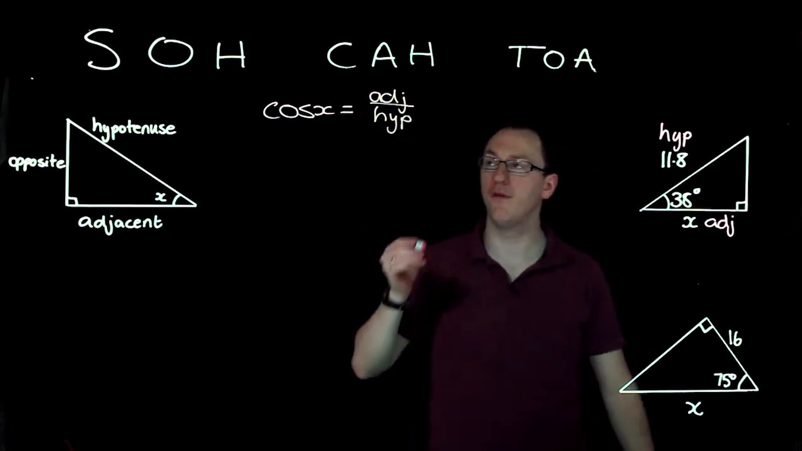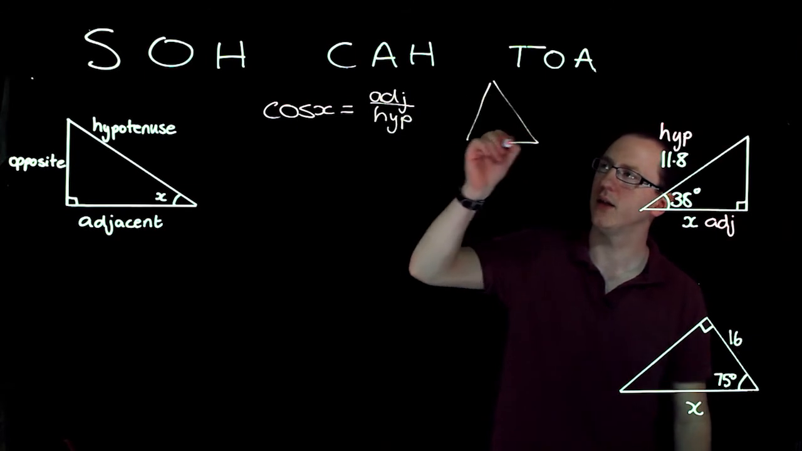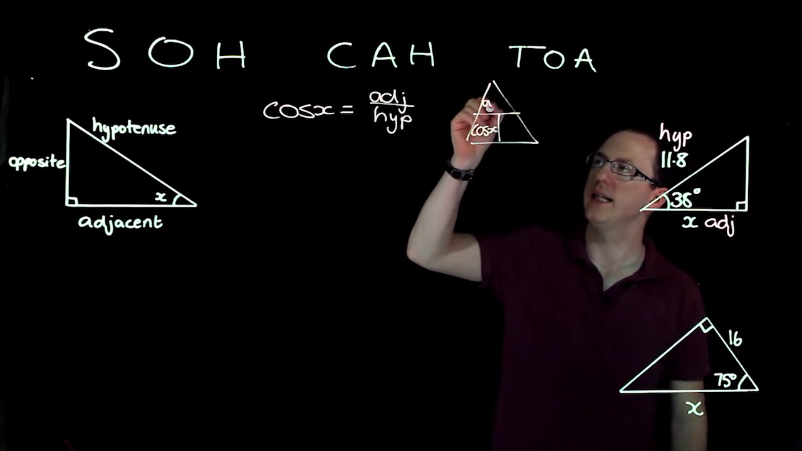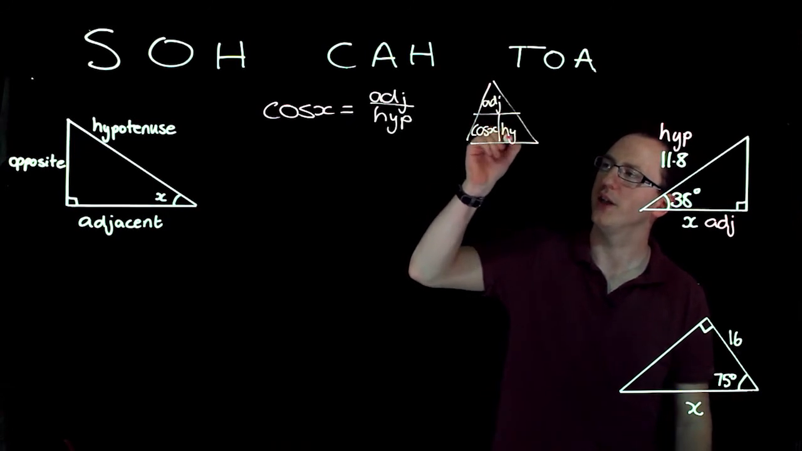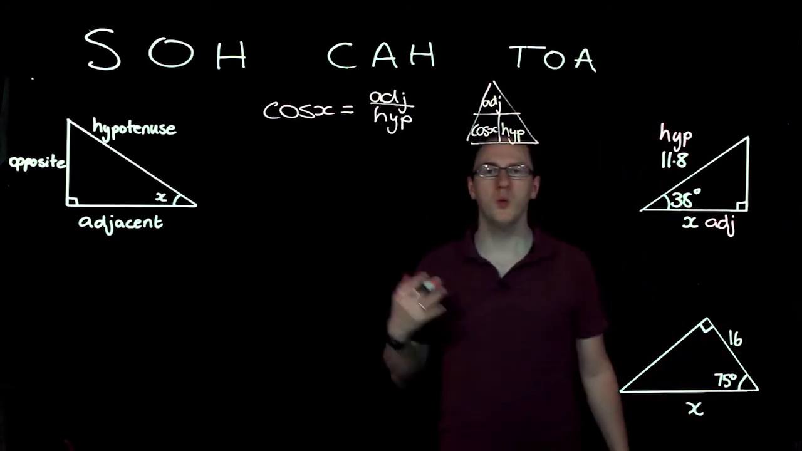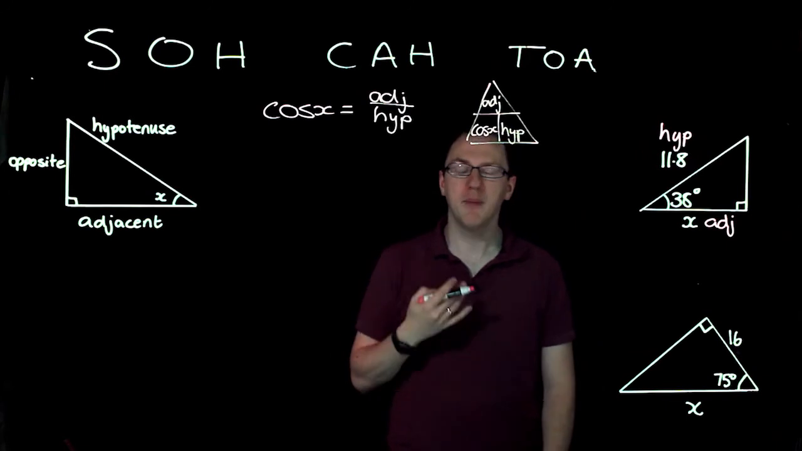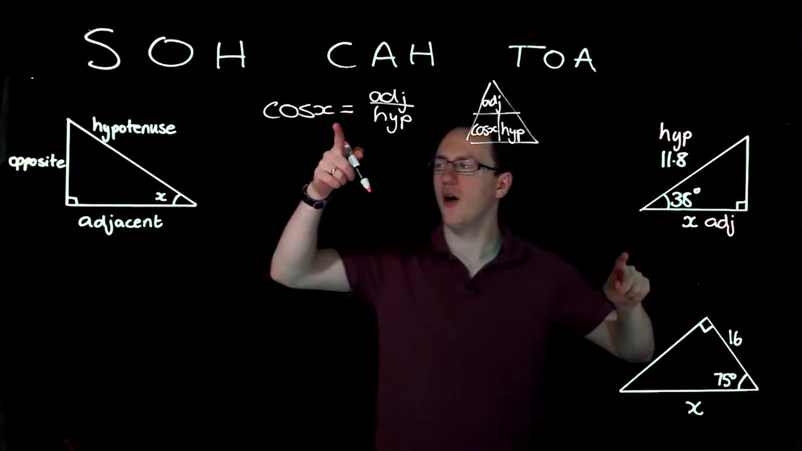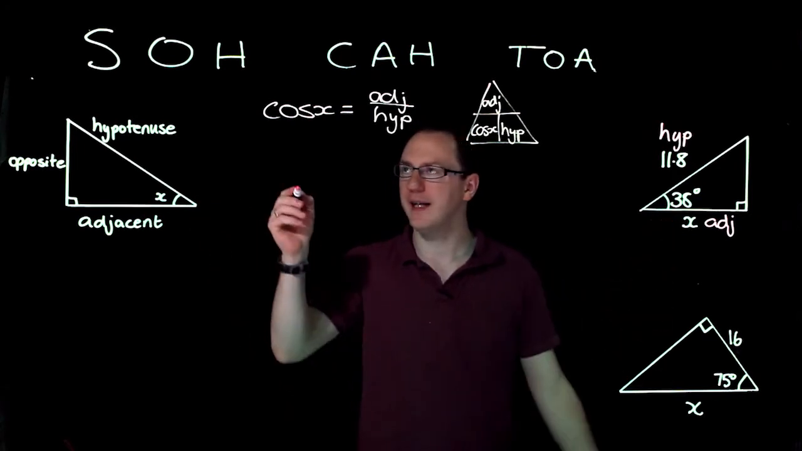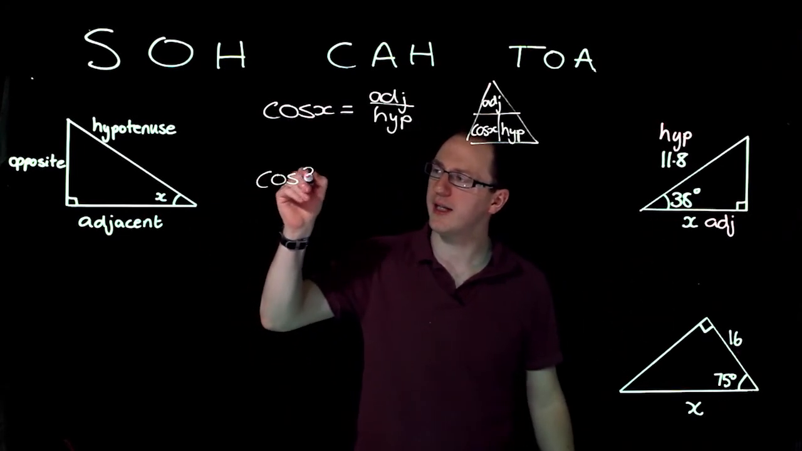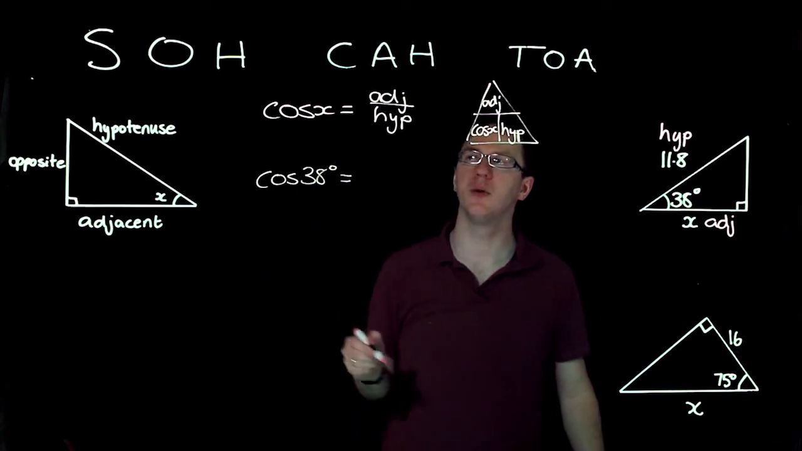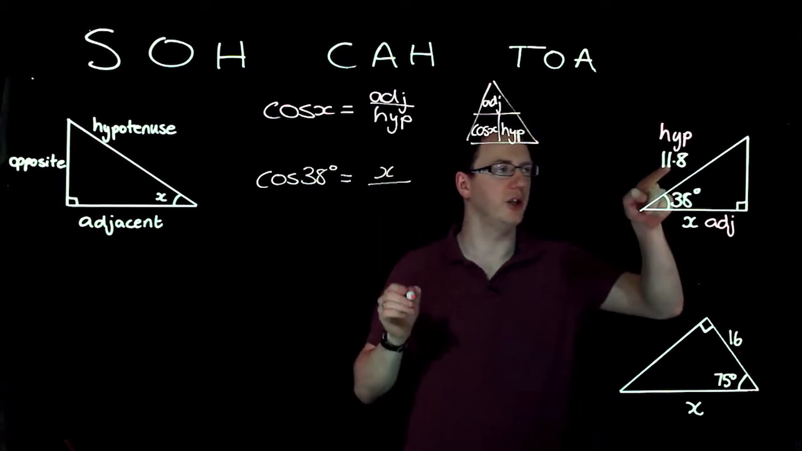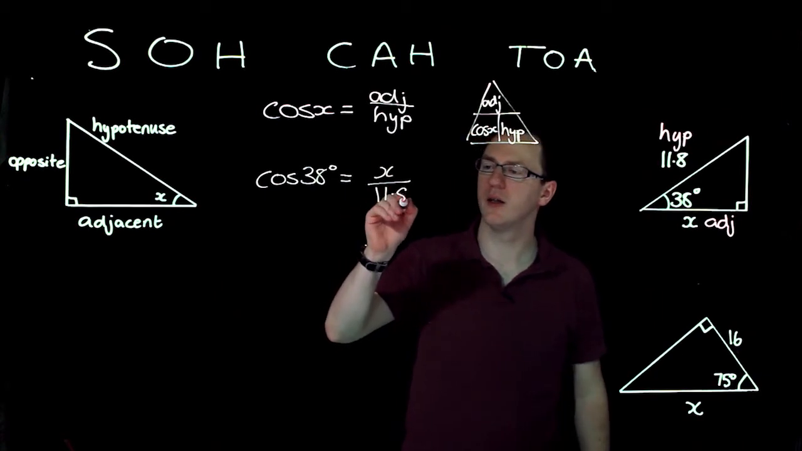And we could put that into a formula triangle. It looks like this. Cos x equals adjacent divided by hypotenuse. So I'm going to write my formula again and replace it with all the information I know from the triangle. So cos of x, my angle, is 38 degrees. So cos 38 degrees equals adjacent x divided by hypotenuse 11.8.